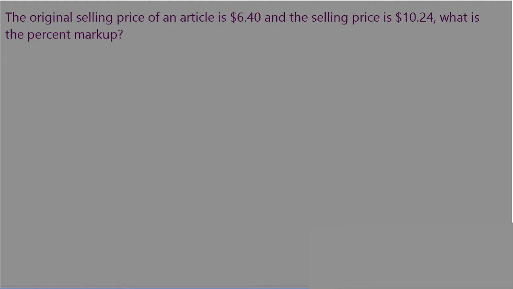The original selling price of an article is $6.40 and the selling price is $10.24. What is the percent markup? Again, the markup is the amount added to the cost price to cover the expenses and also to gain a profit. So to find the markup, in this case, we minus the original selling price from the price it was sold for, and that will give us the amount added to give the markup. $6.40 from $10.24 equals $3.84.